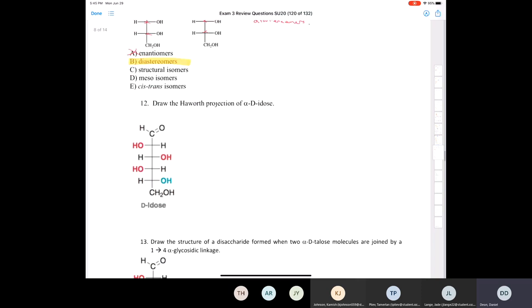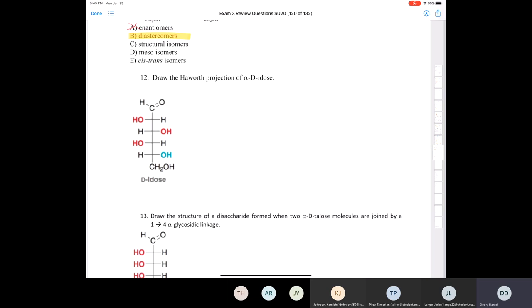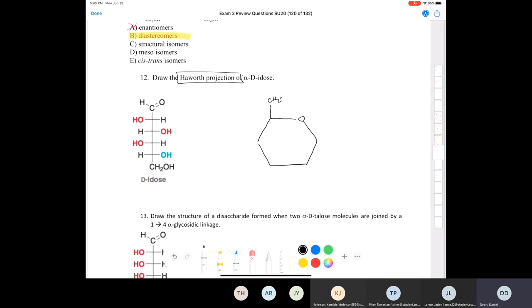Okay, let's move on and try drawing the Haworth projection of alpha diidose. There's a few ways that you can do this. I went over it in my slides in quite a bit of detail, the whole method of tilting, knocking the sugar over and then drawing it. I think the easiest way to do it might be the Dr. Denniston way, or I'll say the fastest way to learn it. What you have to memorize is whenever you're asked to draw a Haworth projection, you always start by drawing a hexagon that has an oxygen in the top right corner. And then you put in a CH2OH next door to the left of it. That's all you have to remember.